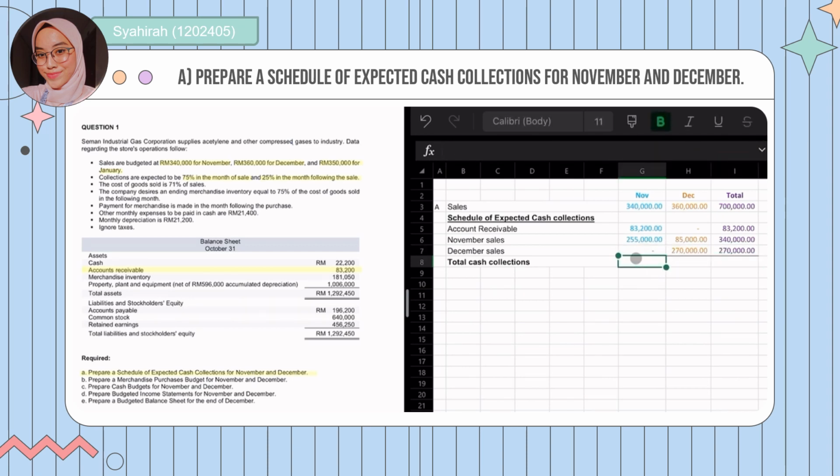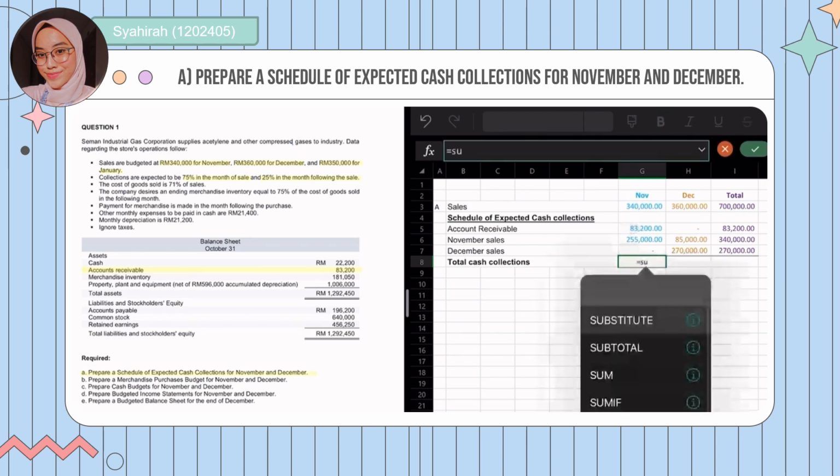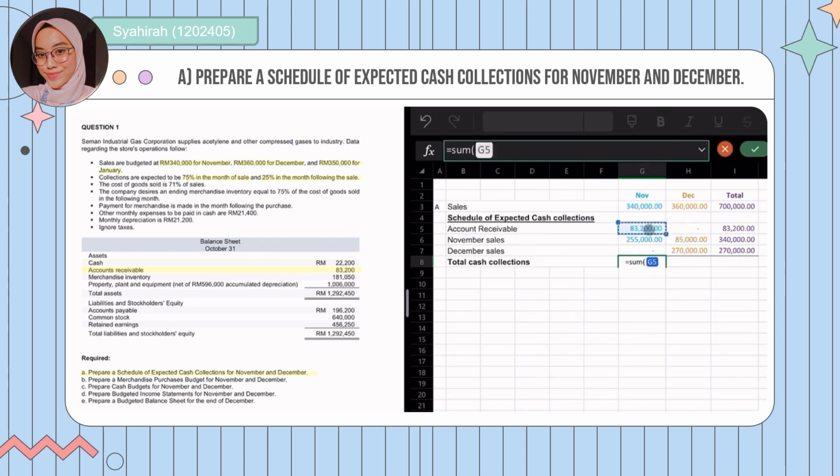And then you have to total the cash collections, which we get using the data from accounts receivable until December sales. So for the sales amount, we just ignore it. To do that, we do it like this: you do sum, and then select from here like this, and then close the bracket, and we press enter, and then you get 338,200.